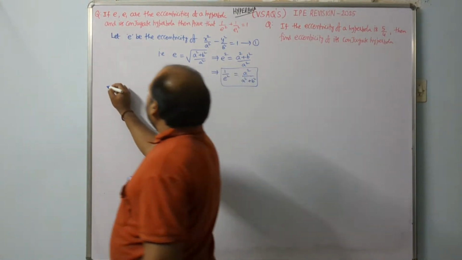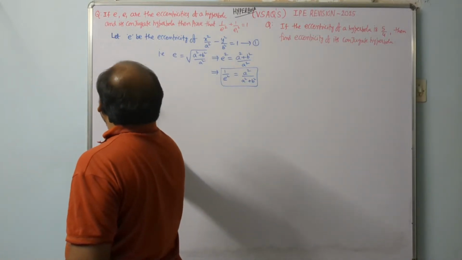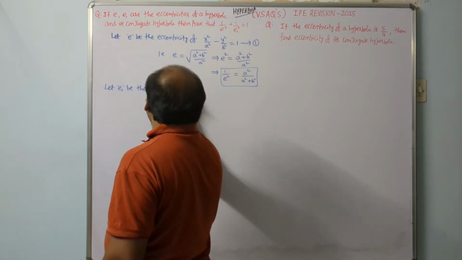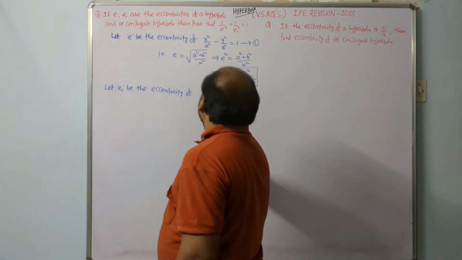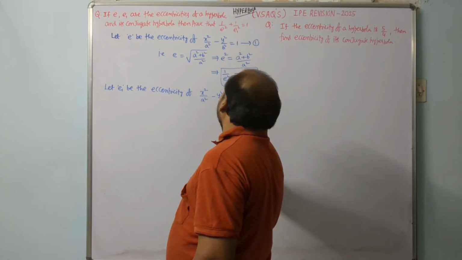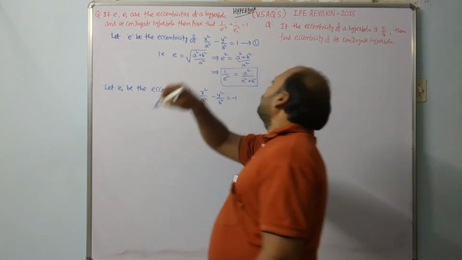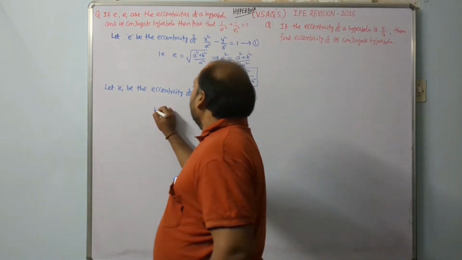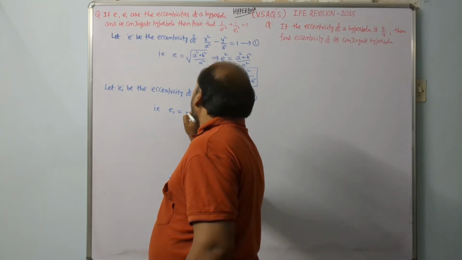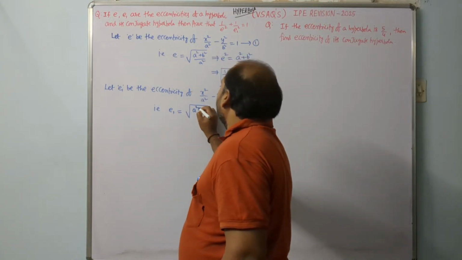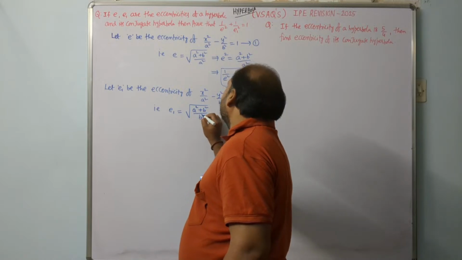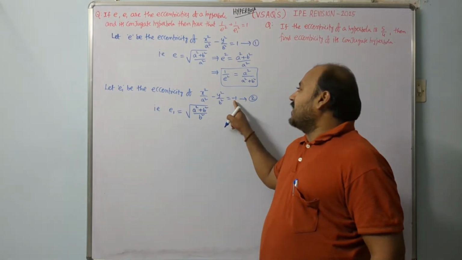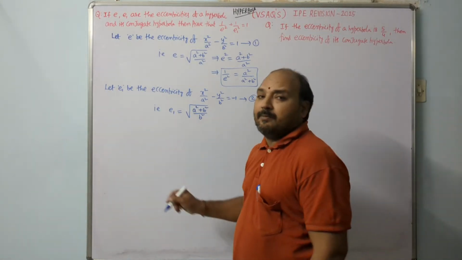Next, let E1 be the eccentricity of x square by a square minus y square by b square equal to minus 1, conjugate hyperbola. Equation number 2. That is, E1 equal to root over a square plus b square by b square. Denominator, you remember, dear students, for conjugate hyperbola equal to minus 1. For this denominator b square will come.